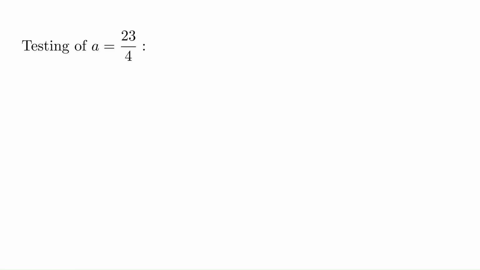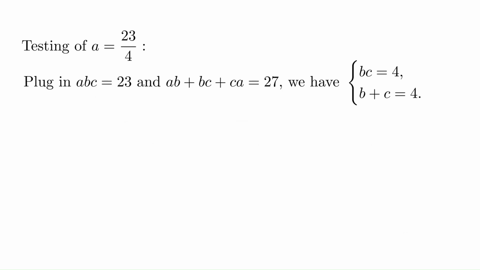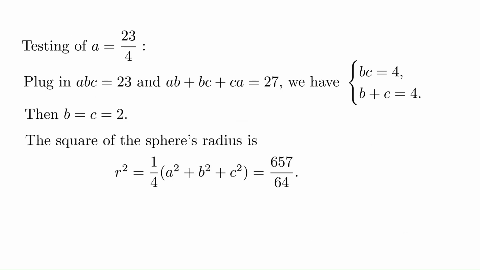Let's see what we have with this longest length, 23 over 4. Plug in the equation and solve for B and C. We have two equations for B and C, and we have a double root, both B and C equal 2. Then we can calculate the square of the radius.